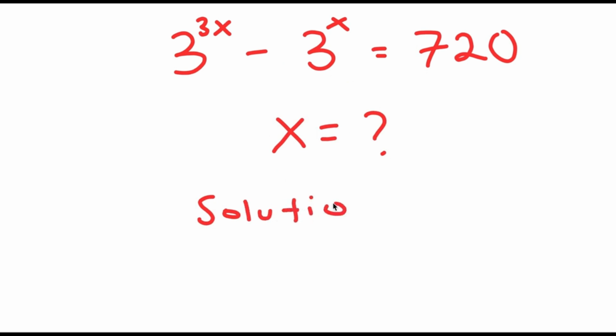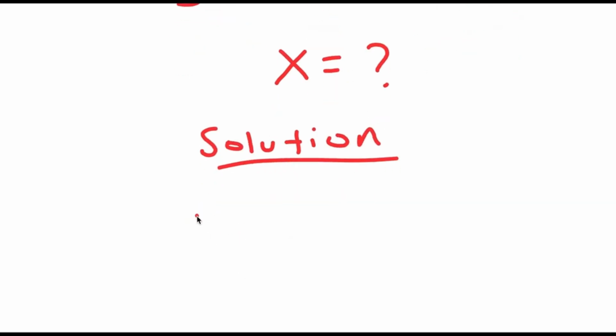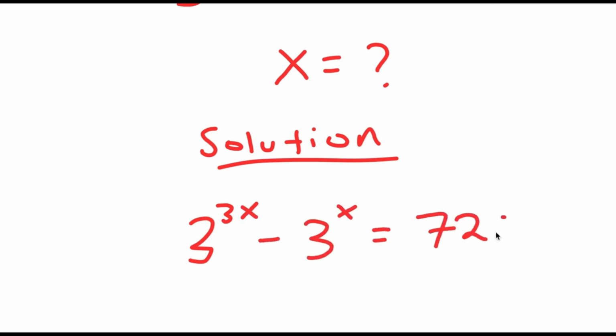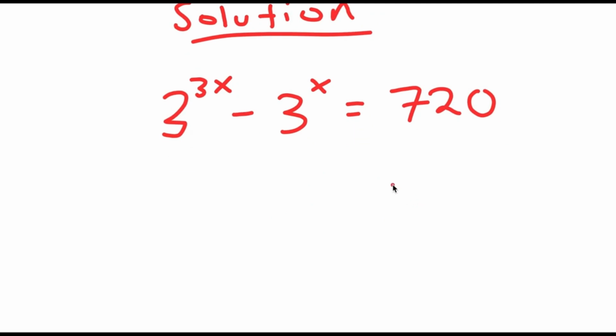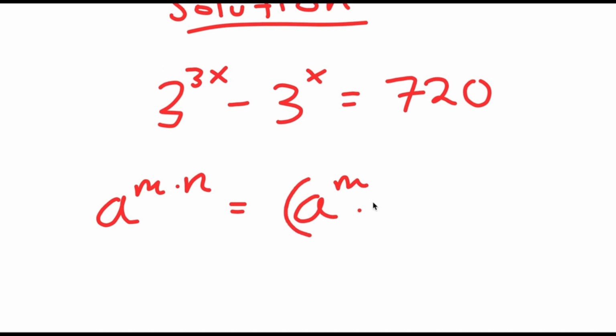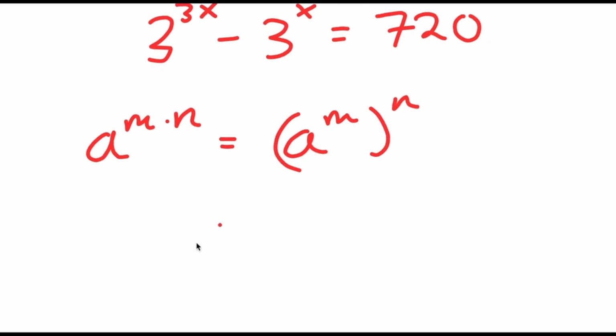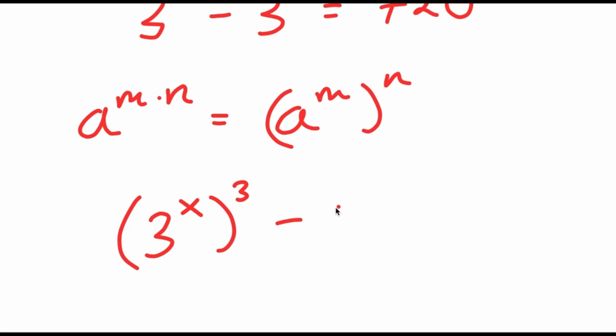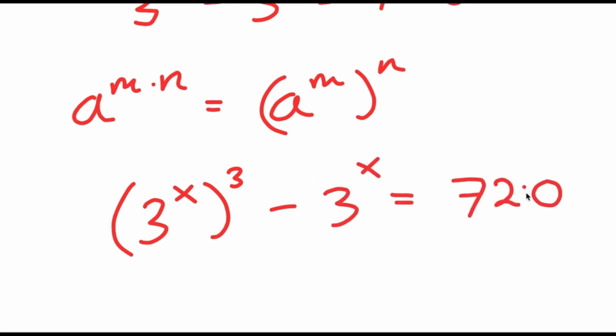So for my solution, I'm going to first start with my equation here. So I have 3 to the power of 3x minus 3 to the power of x is equal to 720. And now I'm going to use the property a to the power of m times n is equal to a to the power of m to the power of n. So I'm going to use this property on 3 to the power of 3x to rewrite it as 3 to the power of x to the power of 3. So now I have 3 to the power of x to the power of 3 minus 3 to the power of x is equal to 720.